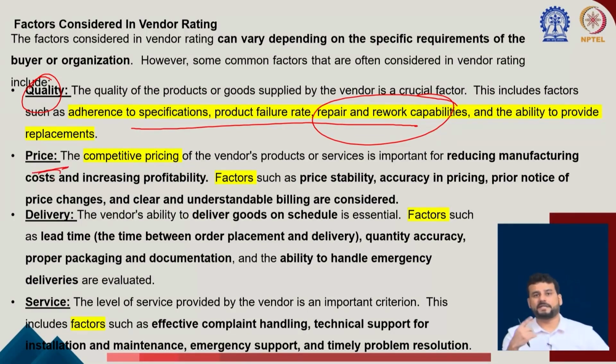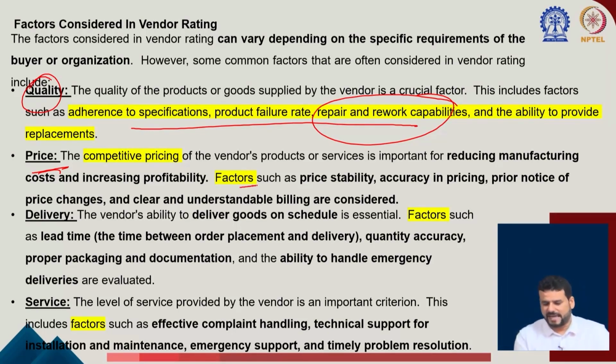Price, the competitive pricing. What if you are buying from 4 different vendors, and all are providing different rates? You will keep the lowest price vendor and the highest price vendor also, because we cannot eliminate the vendors; we need to develop the vendors so that they can be more efficient and quality can be improved. This is one system. If our vendors improve, our total productivity will automatically improve.